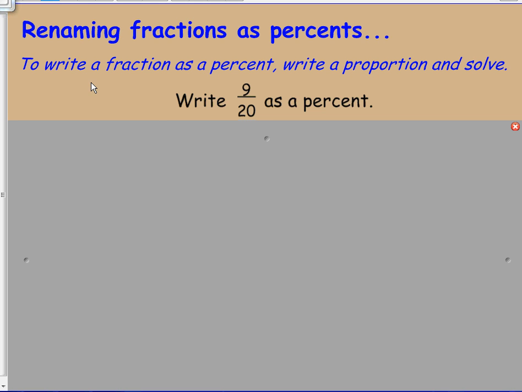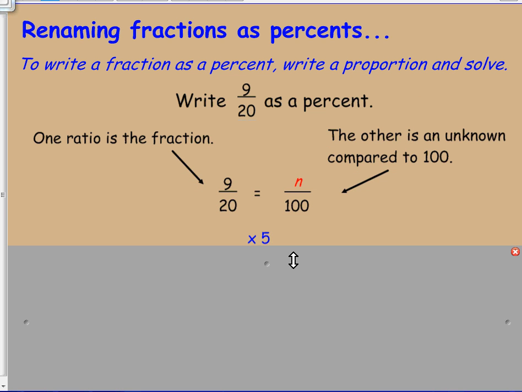The one we're going to be concentrating on first is to write a fraction as a percent, write a proportion, and solve. Okay, so you can set up a proportion. We've been working with proportions all last chapter, so this should be very familiar to you. So we want one ratio is the fraction. Okay, so for instance, in this one we have 9 over 20 equals whatever unknown over 100. All right, now there's two different things we can do at this point. We can cross multiply, okay, or we can figure out the relationship between 20 and 100.